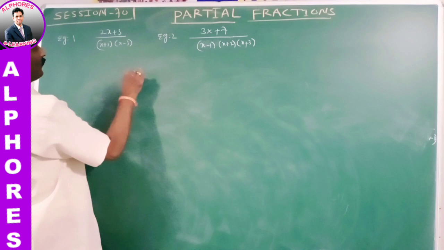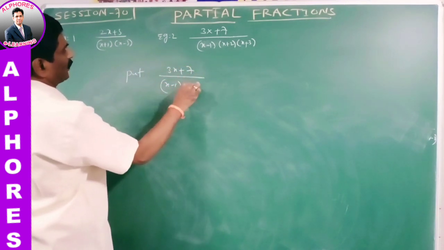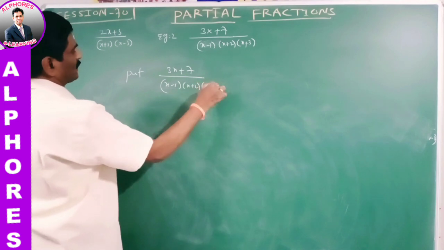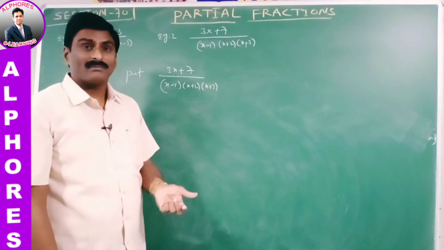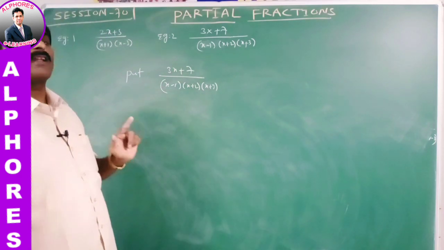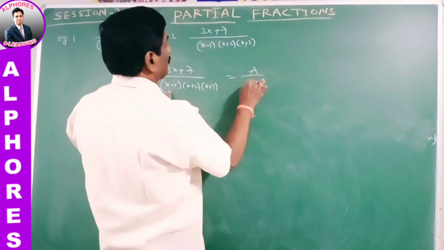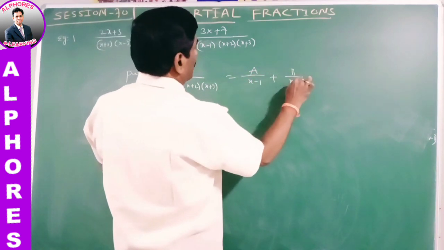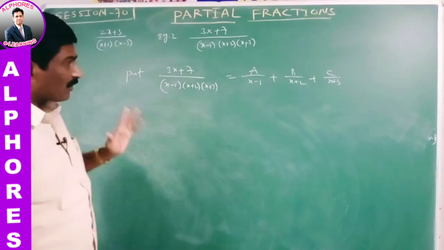3x plus 7 by x minus 1 into x plus 2 into x plus 3 is equal to, here how many factors are there in the denominator? 3 factors. So for every linear factor there will be one partial fraction. So the first one is A by x minus 1, plus the second one is B by x plus 2, plus the third one is C by x plus 3. Okay. Now we find A, B, C.